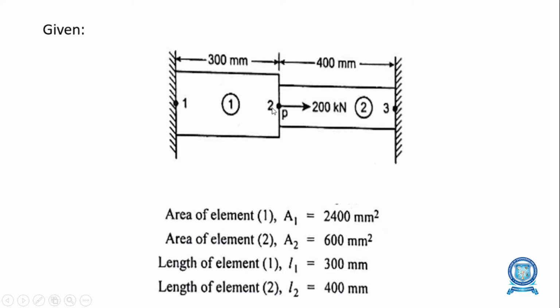And the load of 200 kilonewton is acting at the mid of the stepped bar, which we call point P. That point P is called U2, or node 2. So we should find the value of U2. Already we saw in the question: area of the first element 2400 mm squared, area of the second element 600 mm squared, length of the first element 300 mm, and length of the second element 400 mm.